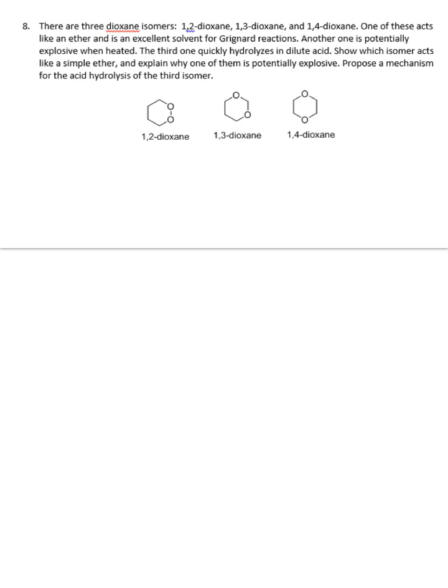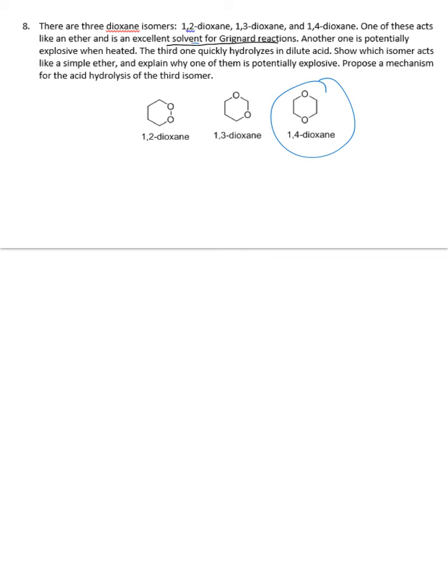So, okay, number 8. There are 3 dioxane isomers, one 2-dioxane, one 3-dioxane, and one 4-dioxane. One of these acts like an ether. It is an excellent solvent for Grignard reagents. Okay, that would be the 1,4-dioxane. You see that this is an ether.